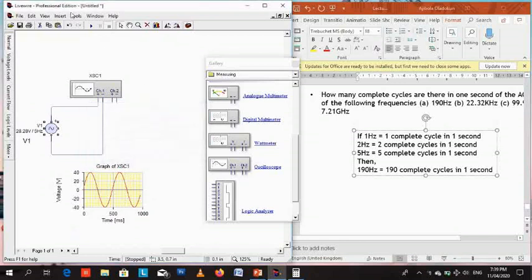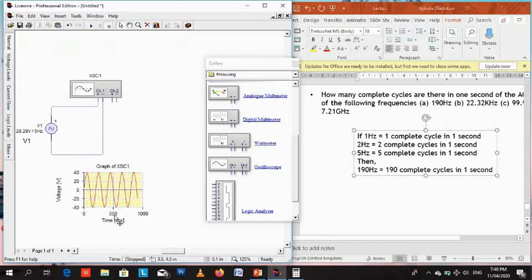So we're going to have 5 complete cycles in 1 second. Let's see if we can pause it in the nick of time. Play, stop. So we have 5 complete cycles. From 0, maximum, minimum, 0, 1 cycle. 0, maximum, minimum, 0, 2 cycles. 0, maximum, minimum, 0, 3 cycles. 0, maximum, minimum, 0, 4 cycles. 0, maximum, minimum, it should be 0 if we play it again, it will reach 0. So that's 5 complete cycles in 1 second. So that is 5 hertz.